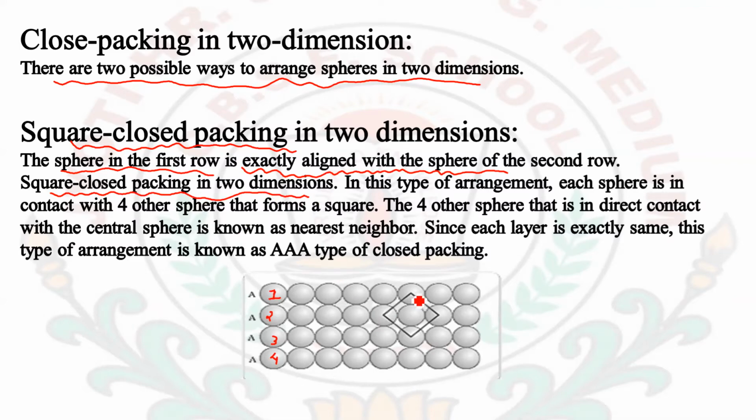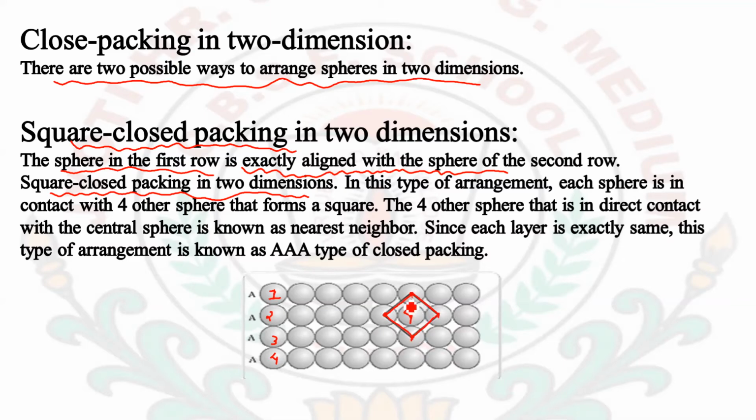Here you can see that when we join the center points of all the spheres, and if I count the coordination number for one sphere, this sphere is attached to four different particles. This particle is attached with four different particles, and hence its coordination number becomes 4. All the particles have a coordination number of 4 only, because four particles will be attached to a single particle here.